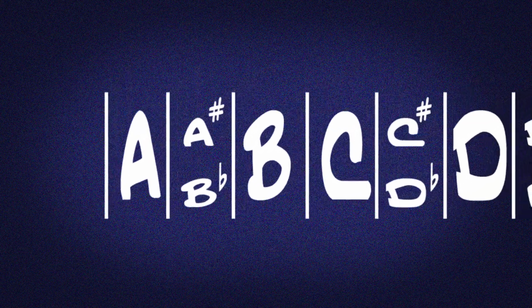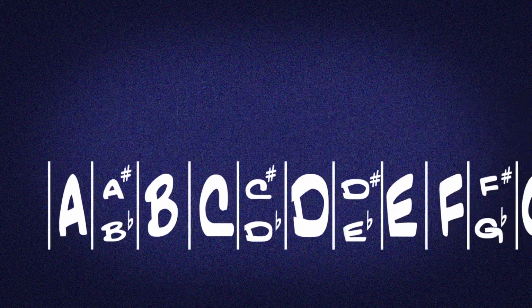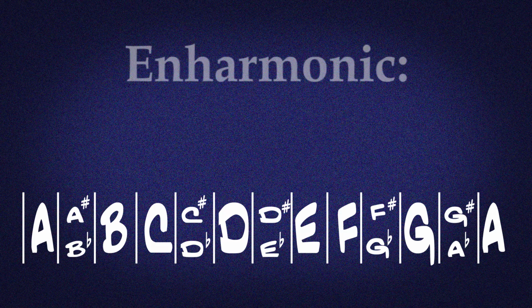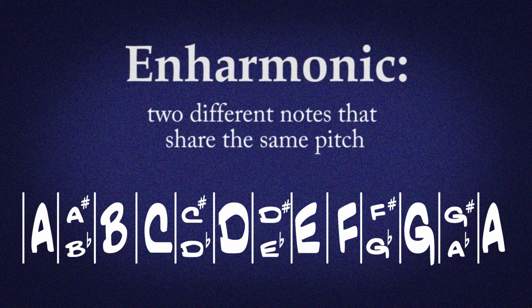These notes can be thought of 2 different ways. Either it's 2 different notes that sound exactly the same or share the same pitch, or it's one pitch that has 2 different names. However we choose to think of them, these 2 notes are said to be enharmonic. A sharp and B flat are enharmonic notes.